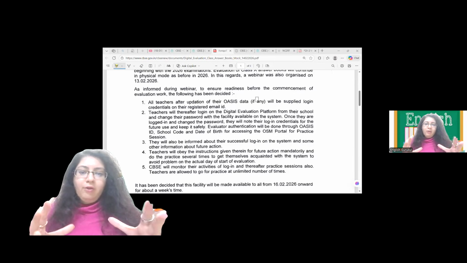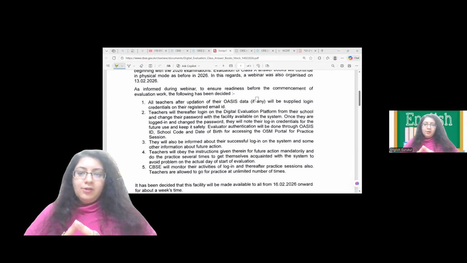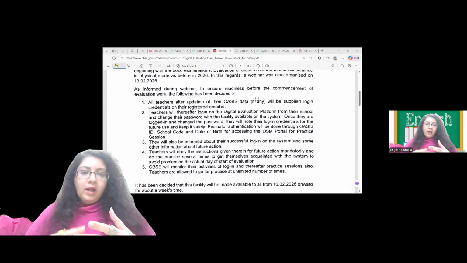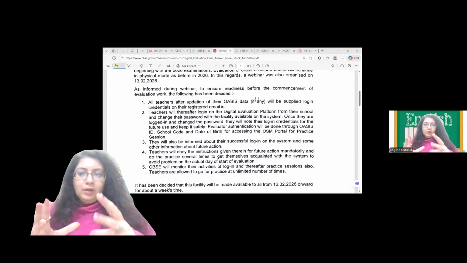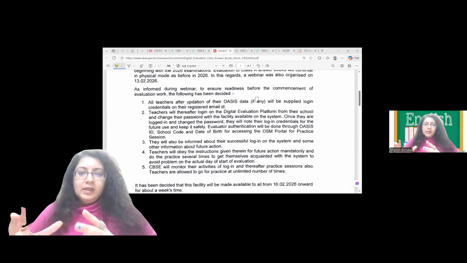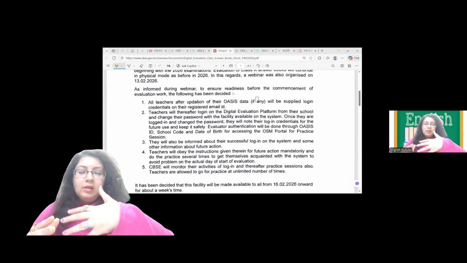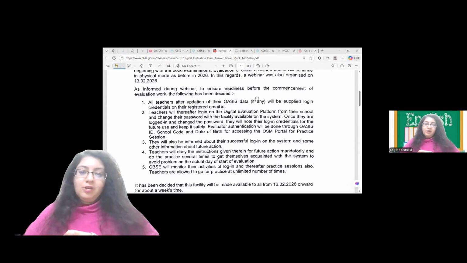Evaluator authentication will be done through the OSS ID only, which is very important. The school code and date of birth will be used for accessing the OSM portal for the practice session. That is very much required.